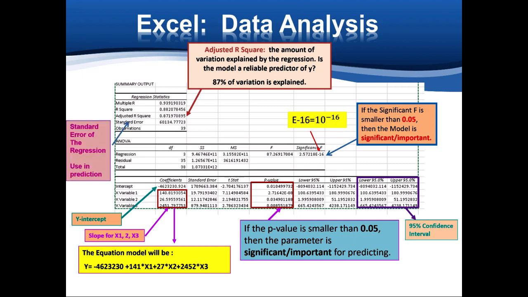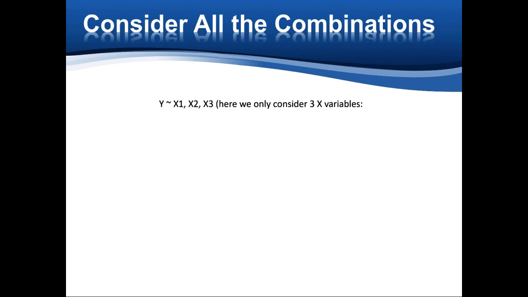Here is the standard error of the regression used in prediction. For multiple regression, it is more complicated than simple linear regression. We need to consider all the combinations. Here, we only focus on 3 variables, x1, x2, and x3.